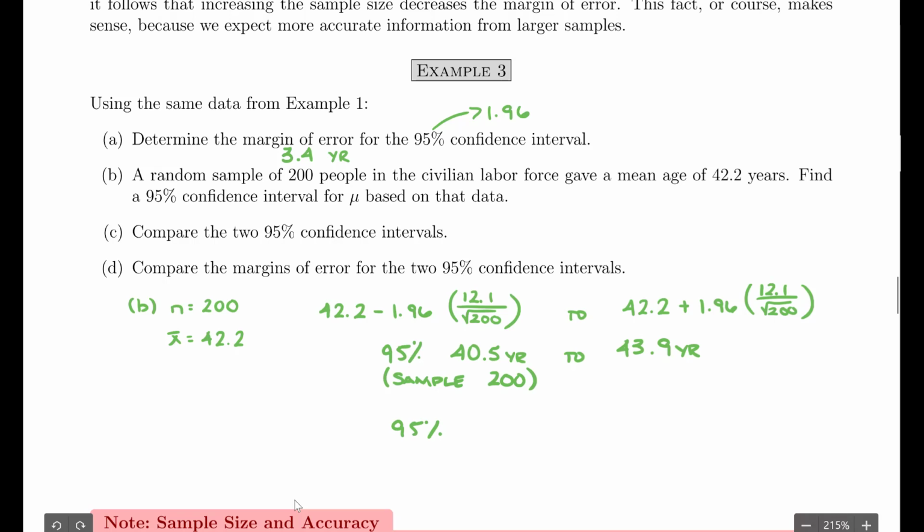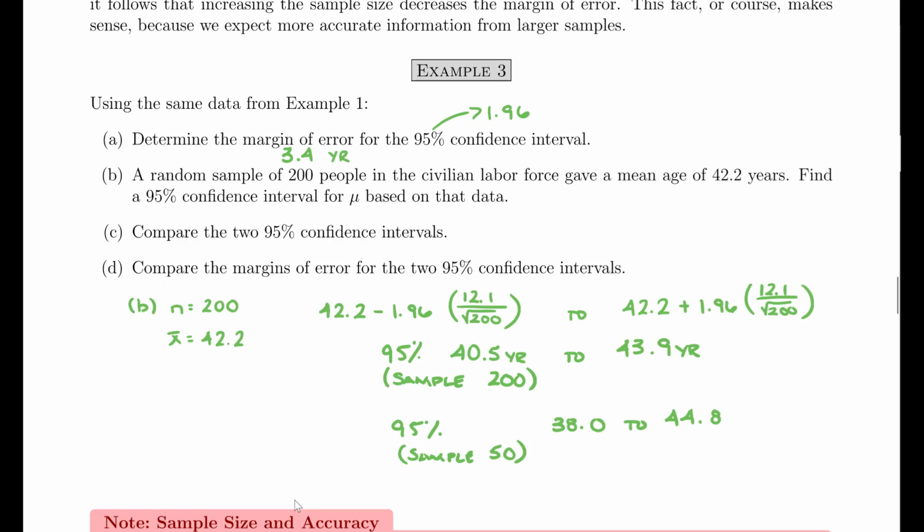95% with a sample size of 50 was 38 to 44.8. So we've increased the size of our sample and we've narrowed the range of our confidence interval, but we're still using a 95% confidence level. So now we're even more precise with the confidence interval, because we've increased the sample size.